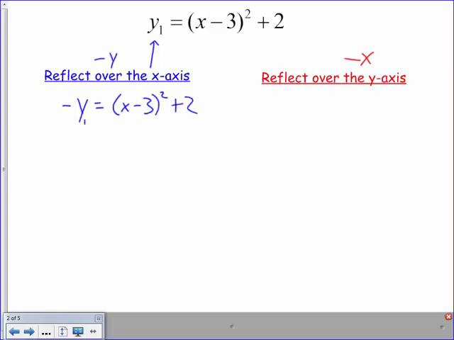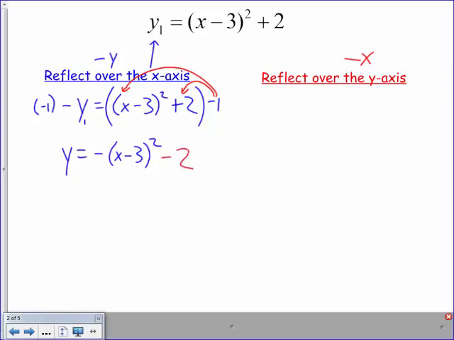And really all that happens is we negate the other side, right? Because I'd have to get this negative sign to the other side. So it's y equals negative x minus 3 squared, right? Because I'm distributing this -1. So -1 times this. So just put the negative sign out front. And -1 times 2, because we got to multiply by each term. So that would be -2 there. So that would be a reflection over the x-axis.